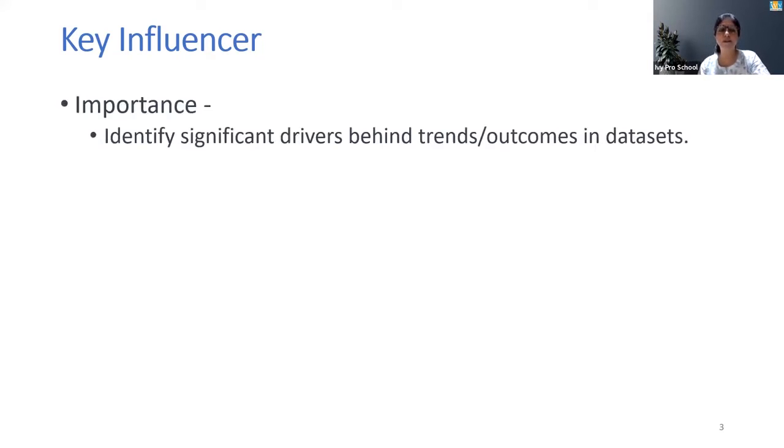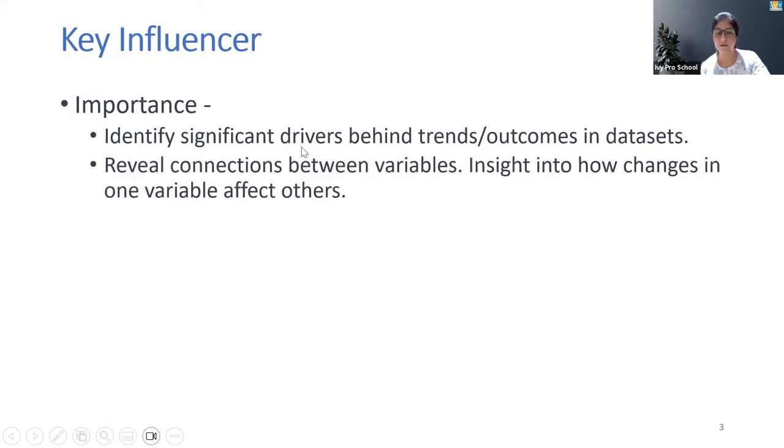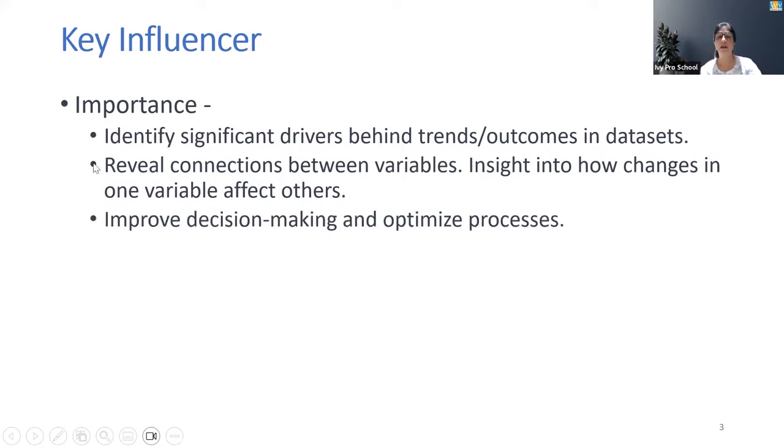So what happens under key influencer, and why is it important? It identifies the significant drivers. Like I was saying, I want to increase my profit, so what are the drivers that have to be taken care of in order to meet my outcome? It helps us identify significant drivers and reveal the connection between variables. If I'm going to increase the sales price by, let's say, 5%, that results in a 20% increase in my profit. That kind of connection between the variables is understood using key influencer, so it helps us make decisions and optimize our process.